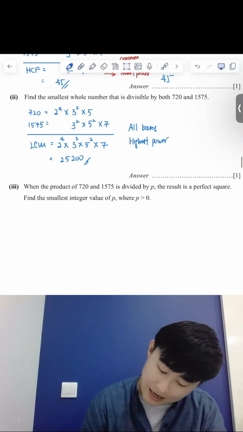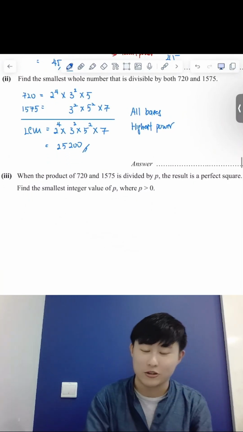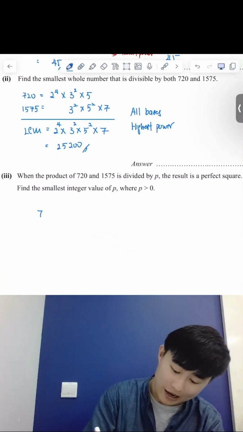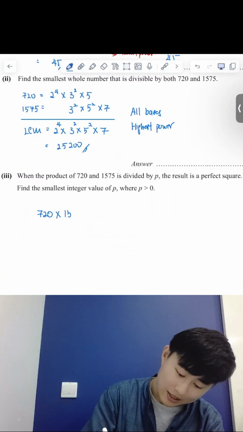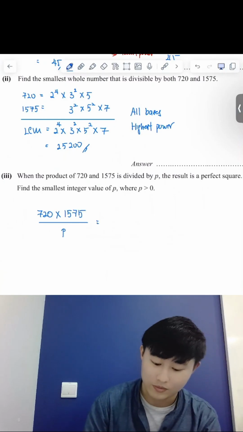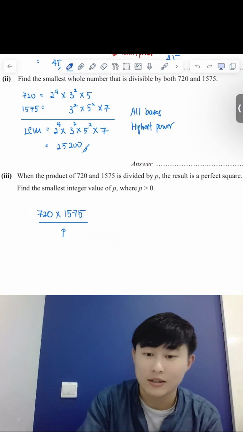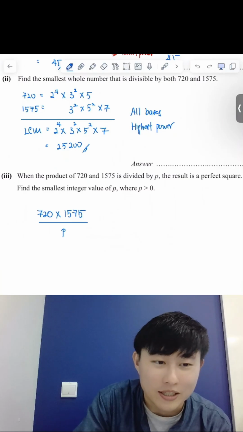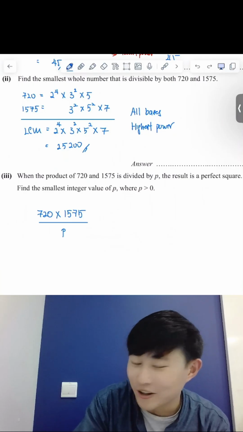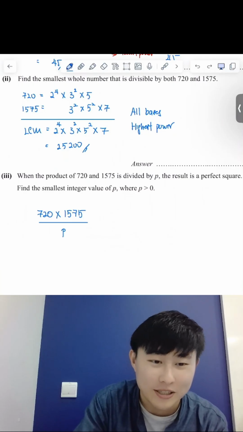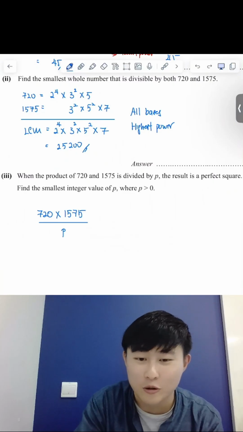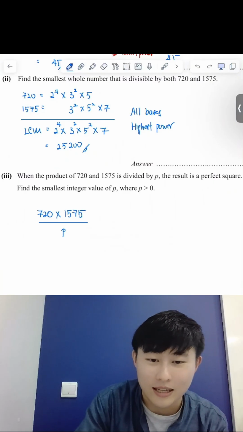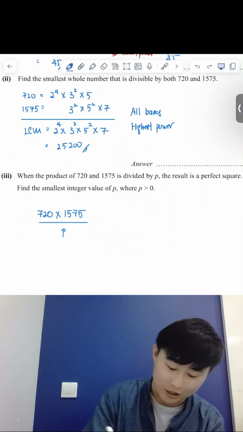How do I answer this question in part three? I'll help you write out the working first. This times this when divided by p is equal to a perfect square. How do I continue this? Those students who cannot, they really will feel like they're struggling.